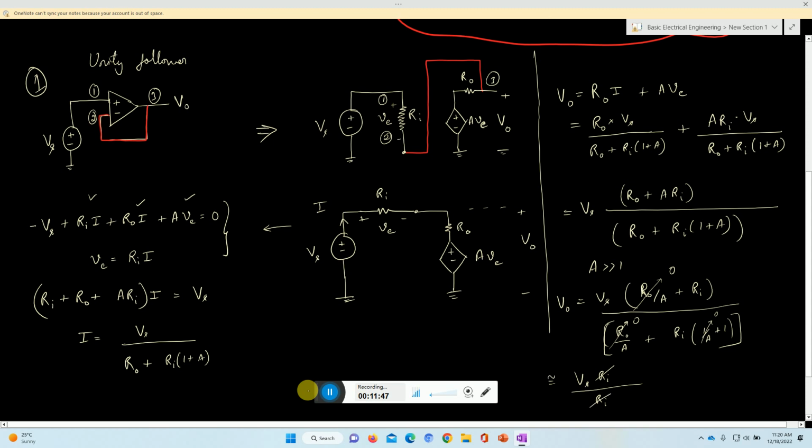So we can say V0 is nearly equal to Vs, and the conclusion is that this is a unit follower, that V0 is equal to Vs. We derived a lot and get this answer, unit follower. Actually what happened is that Vs is the voltage at node 1, and for ideal condition the voltage at node 2 is also Vs. And since node 2 is connected with 3, V0 is also Vs. That is why it is called unit follower.